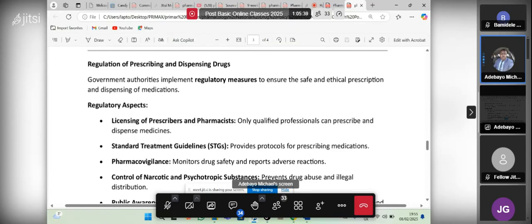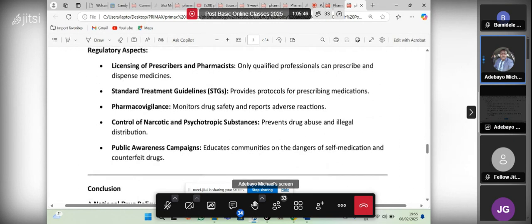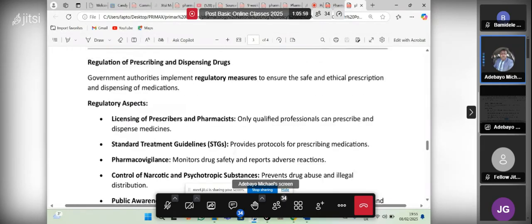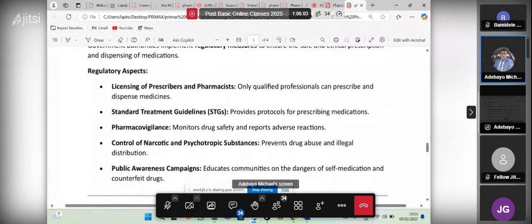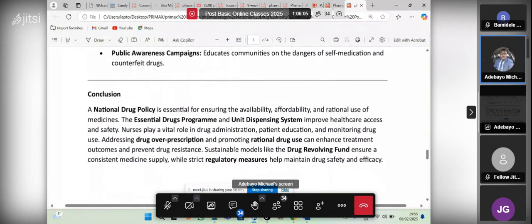So regulatory aspects: licensing of prescribers and pharmacists, standard treatment guides, pharmacovigilance. We'll still talk about pharmacovigilance later. Control of narcotic and psychotropic substances, and public awareness and campaigns. Basically, these are just regulatory aspects that we will need to talk about tonight. And voila, that's the end of the lecture.